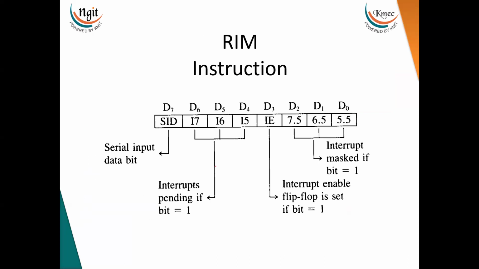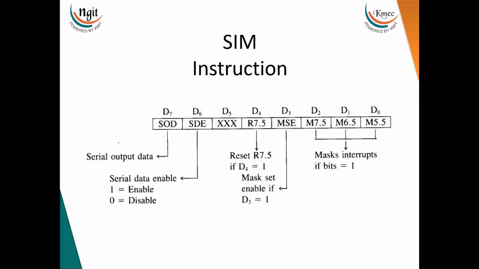RIM, this is the RIM instruction. By using this instruction, you can read the interrupt mask and also receive serial data. Similarly, this is the SIM instruction. You can mask the interrupt bits and also send the data serially out. So these are about the logical, branch and control instructions.